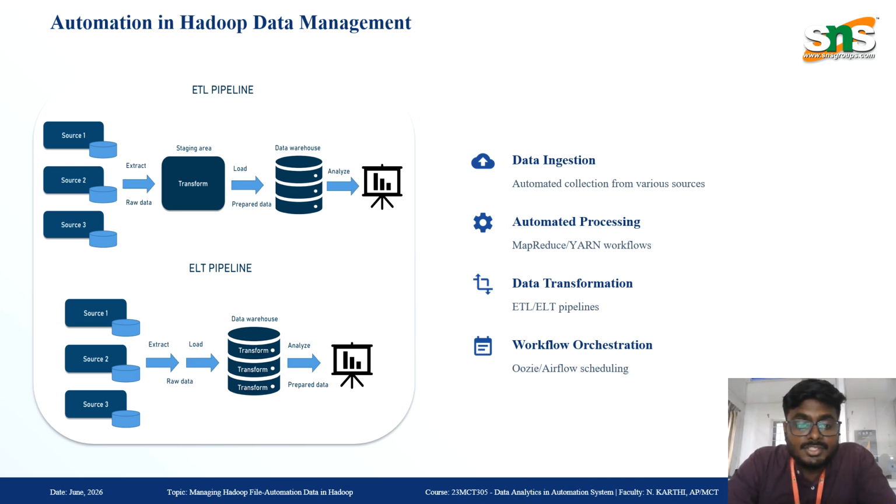First stage is data ingestion. Tools automatically collect data from IoT sensors, databases, logs, or APIs without manual intervention. Then comes automated processing using MapReduce or YARN managed jobs. After processing, data transformation is handled through ETL or ELT pipelines that clean and restructure the data. Finally, workflow orchestration. Tools like Oozie and Apache Airflow act as schedulers, triggering jobs at the right time in the right order.